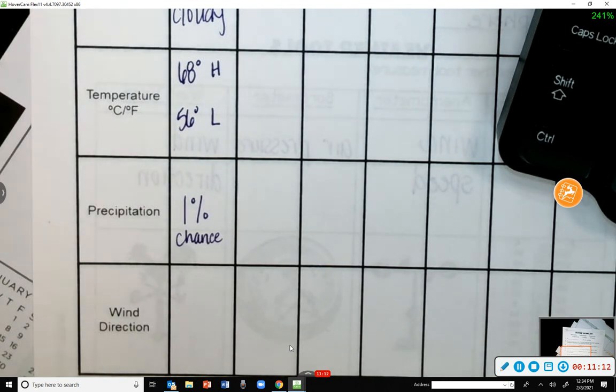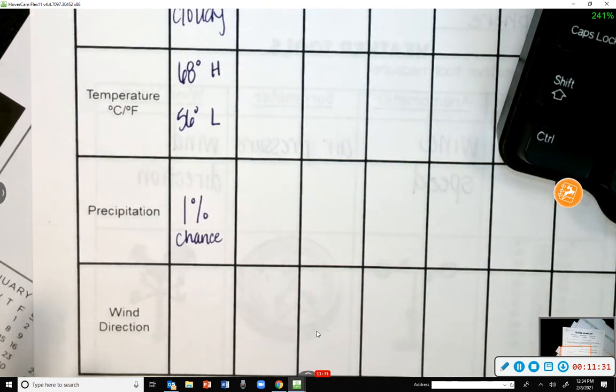Now some people get confused. If it says 100% chance of rain, that doesn't mean you're going to get a bunch of rain. That just means you have a 100% chance that it will rain. It could be a mist. It could be rain all day.